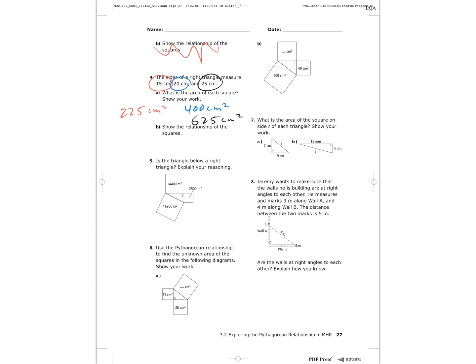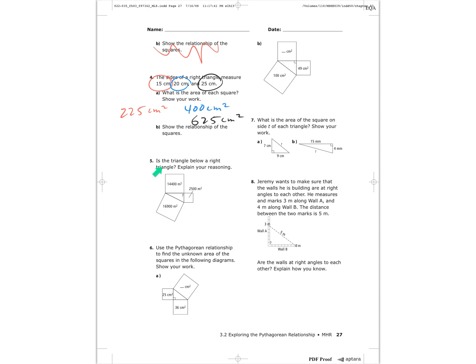So the hypotenuse, the longest side, would have the largest area, and it means the two legs have to add up to this. So sure enough, 225 plus 400 is 625, so we're good to go. Let's skip the next one.